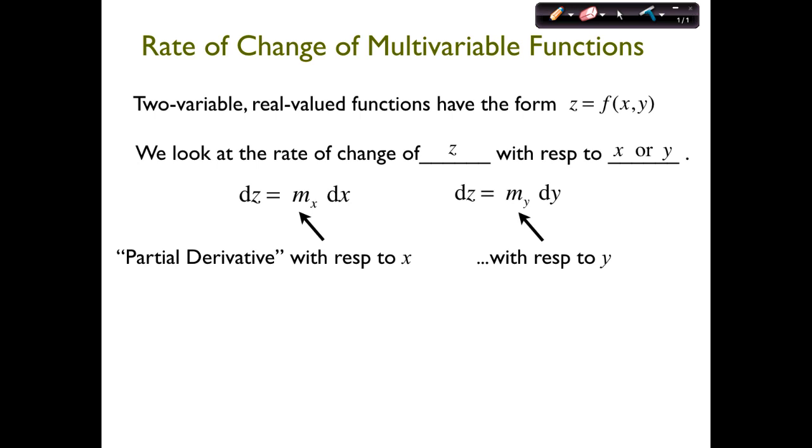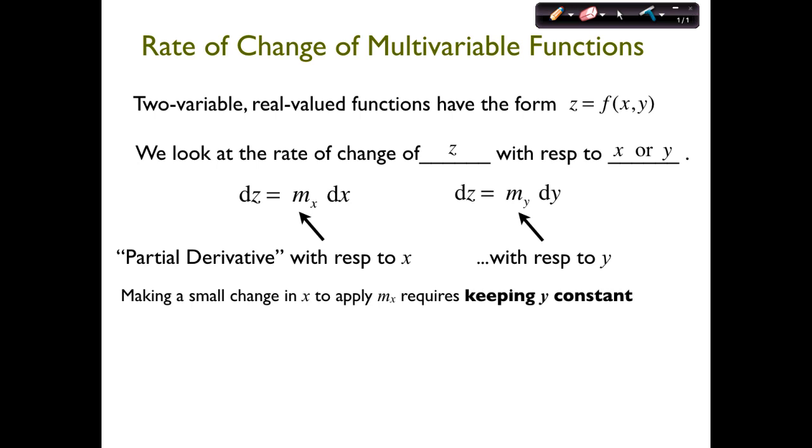Yeah, David? So is it called partial because there's two functions? There's one function, but two variables, right? So two independent variables. We're parsing it out, isolating the x, and then isolating the y. And you get a rate of change for each. You get a derivative for each.